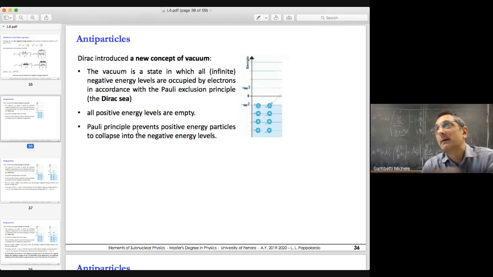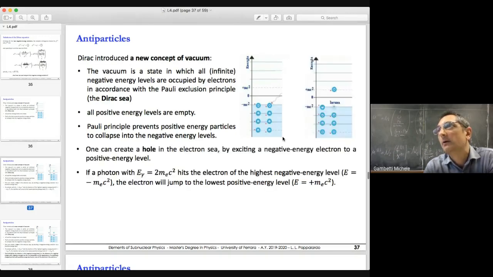Now, of course, the Pauli principle prevents positive energy particles that might be here from collapsing into the negative energy levels, because these are completely filled, so they cannot accept more particles. Otherwise, it would violate the Pauli exclusion principle. Okay. However, you can do something.